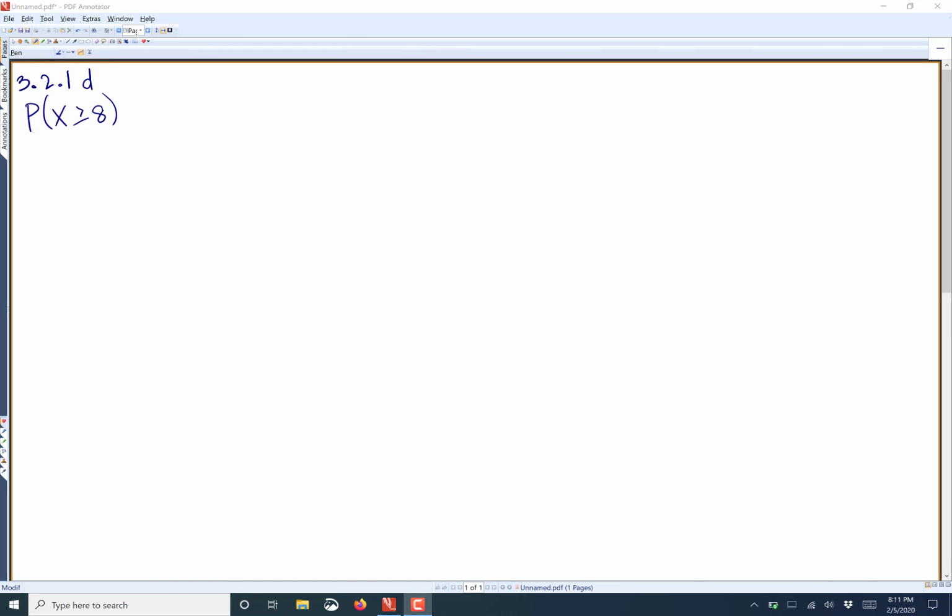This is a hint for 3.2.1d. So we're asked to find the probability that x is greater than or equal to 8. Well, this is a geometric distribution, which is how many times you have to do something before you get your first success. So this could be the probability that x equals 8, or the probability that x equals 9, or the probability that x equals 10.